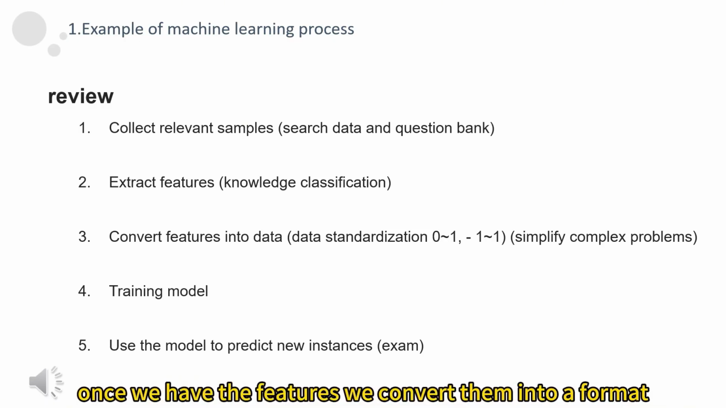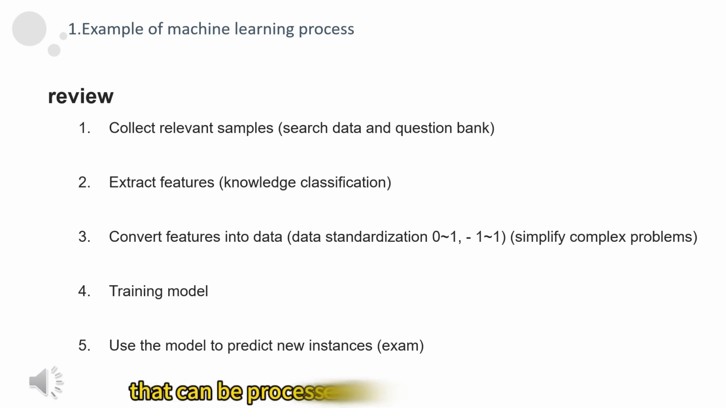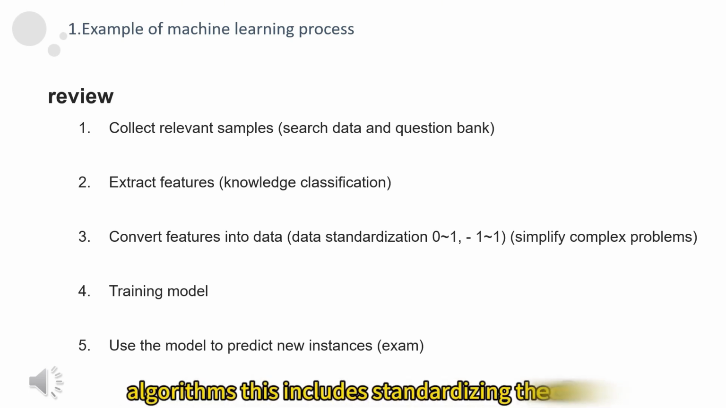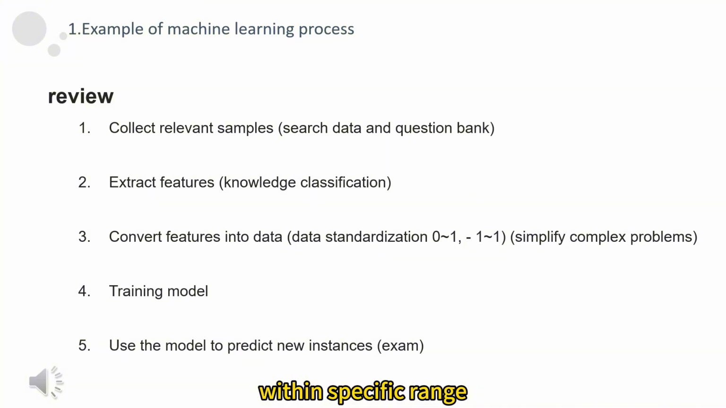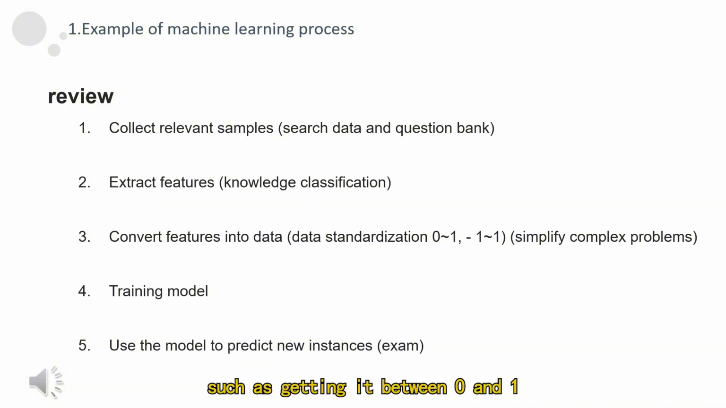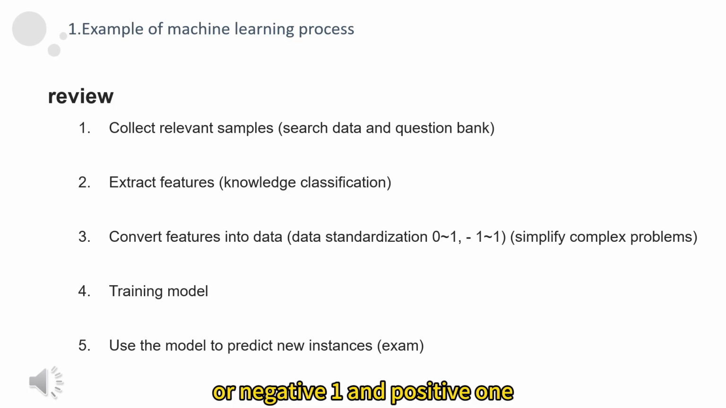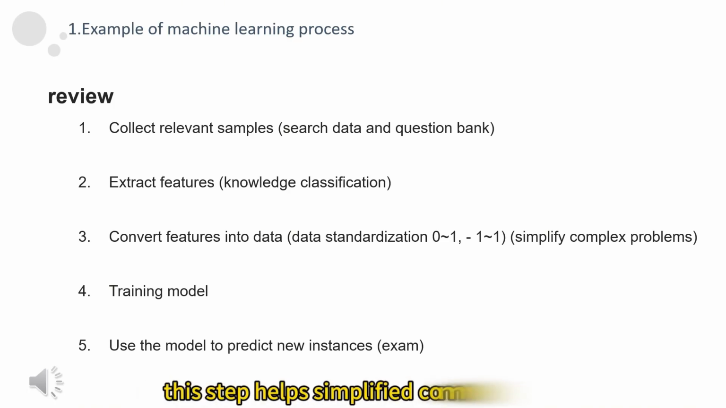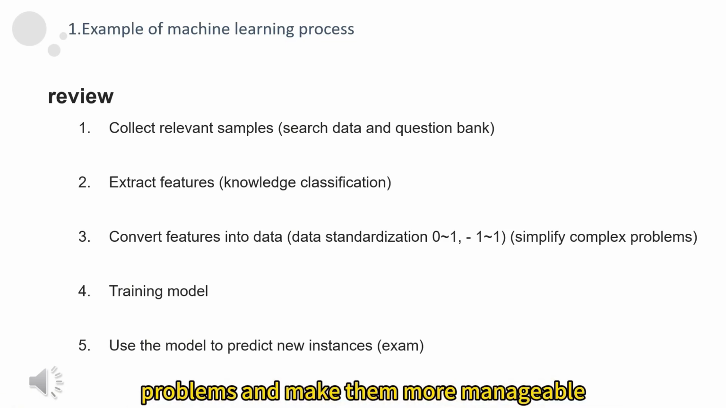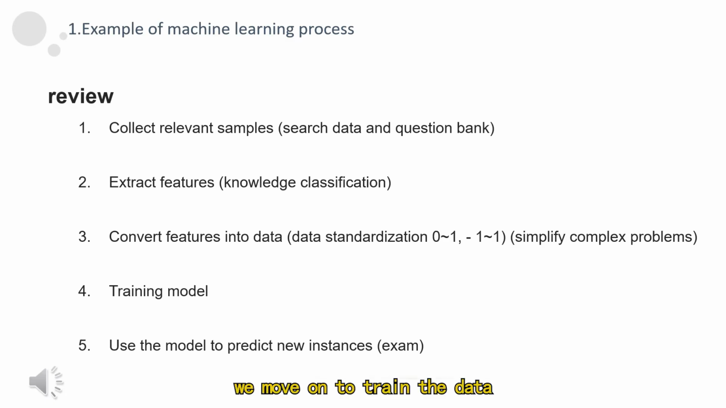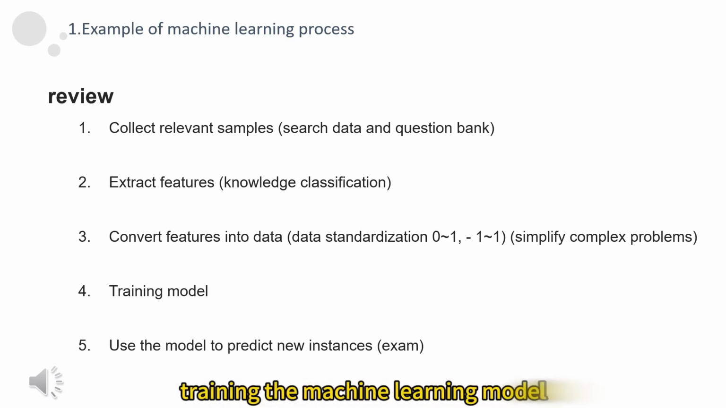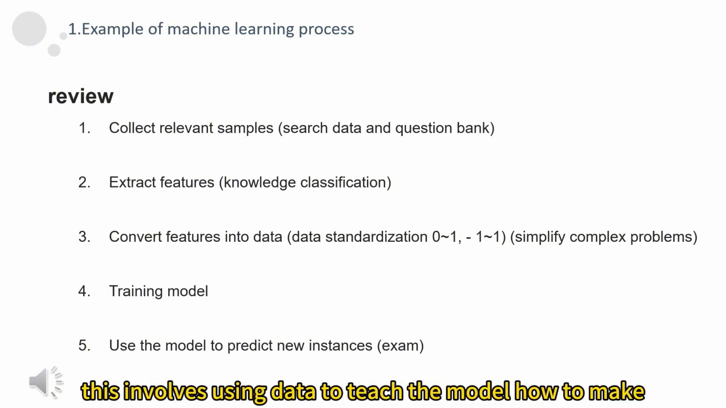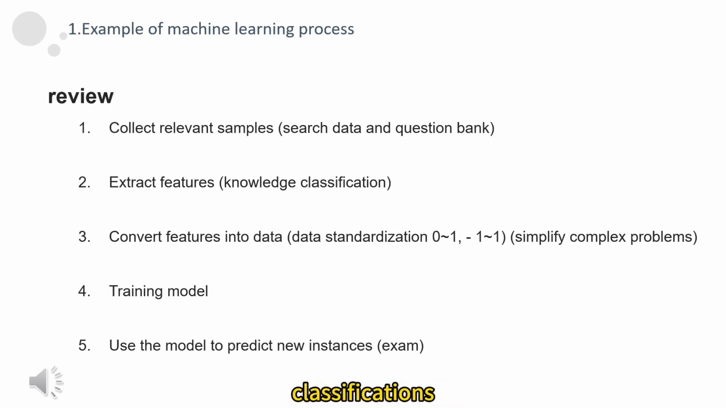Once we have the features, we convert them into a format that can be processed by the machine learning algorithms. This includes standardizing the data within a specific range, such as between 0 and 1, or -1 and +1. This step helps simplify complex problems and make them more manageable. With the prepared data, we move on to train the data. Training the machine learning model involves using data to teach the model how to make accurate predictions or classifications.